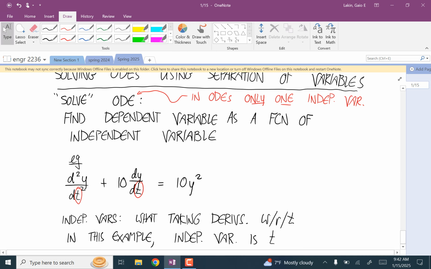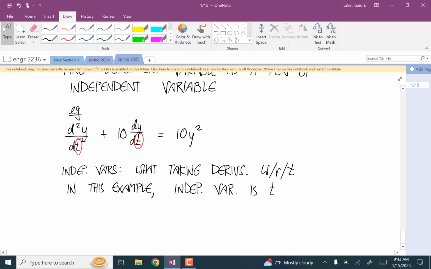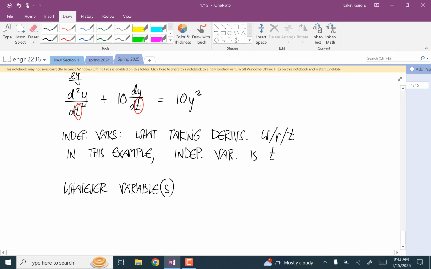Once you've identified the independent variable, whatever's left is the dependent variable. You can have multiple dependent variables, and we'll see that as we go. So whatever variable or variables is left is the dependent variable.